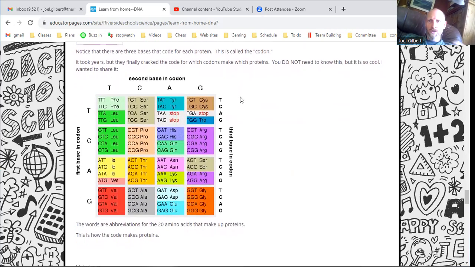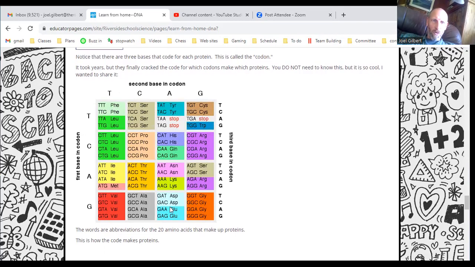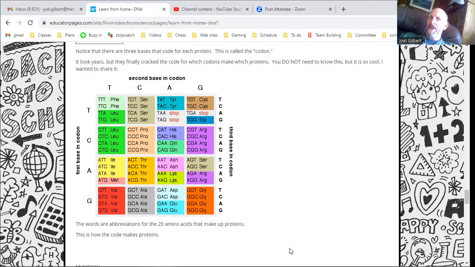Here's the code. You do not need to know this. It's just cool, so I put it on here anyways. So like TTT is the code for phenylalanine. You probably can't even read a lot of these abbreviations. TCT is serine, or proline down here. But you can start to see that if you were to change even just a single nucleic acid, a single one of these A's, T's, C's, or G's, you can vastly change what the thing is.